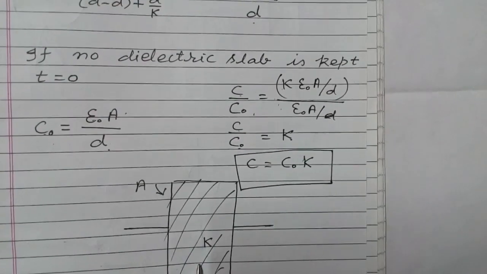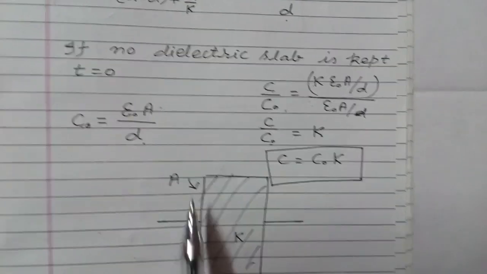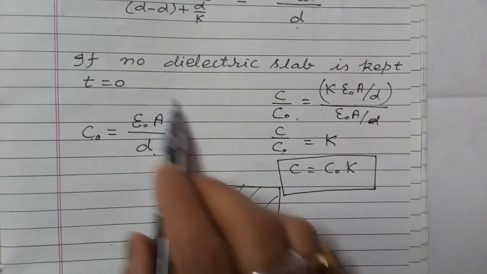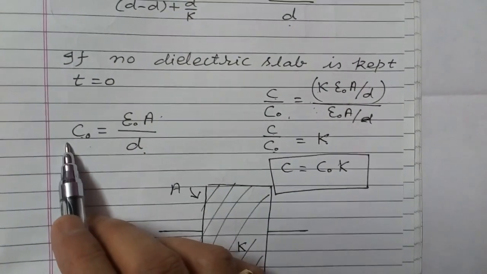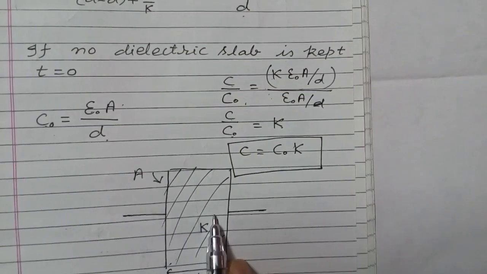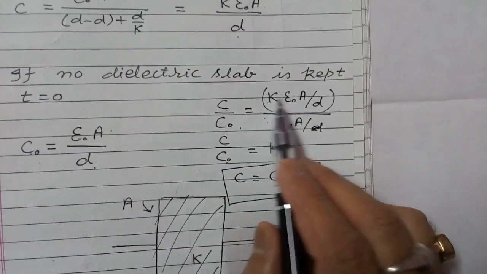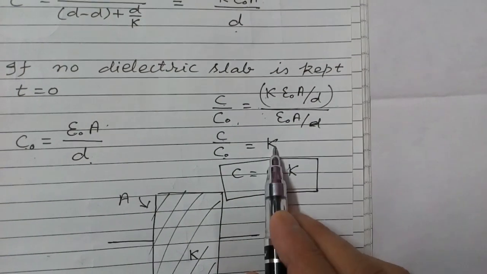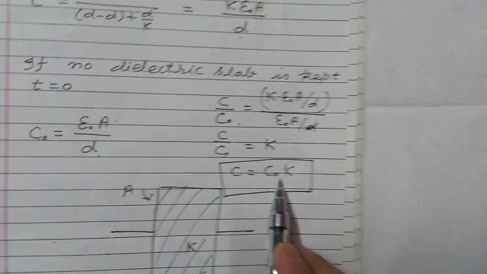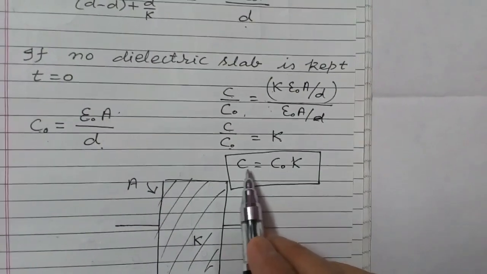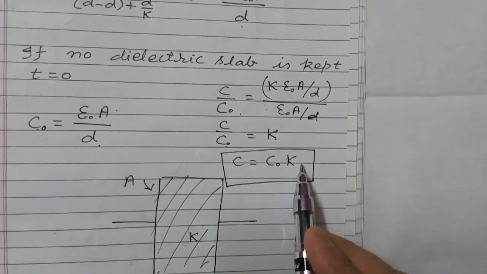So first we find the capacity of the parallel plate capacitor which is air filled. Then fill the space by a dielectric slab. Then the capacity will be equal to K epsilon naught A upon d. Now C upon C naught will be equal to K. So C is equal to K times C naught. So by introducing the dielectric slab, the capacity of the capacitor increases K times.